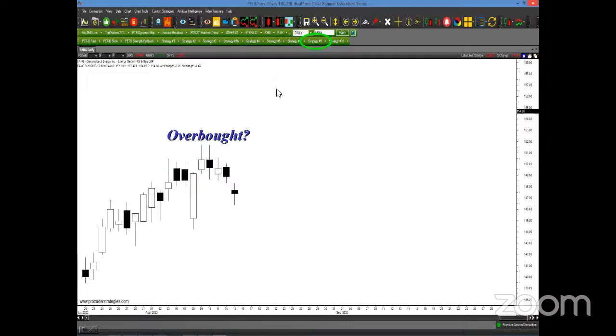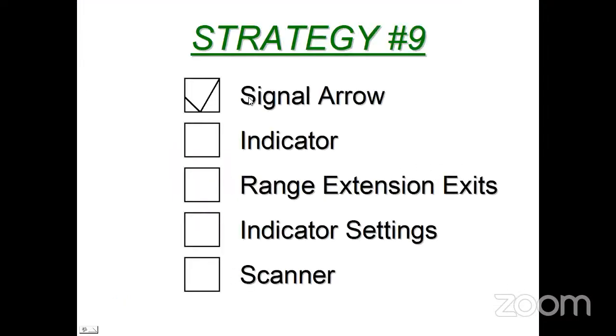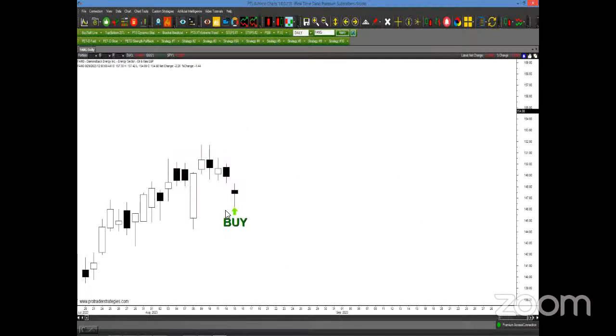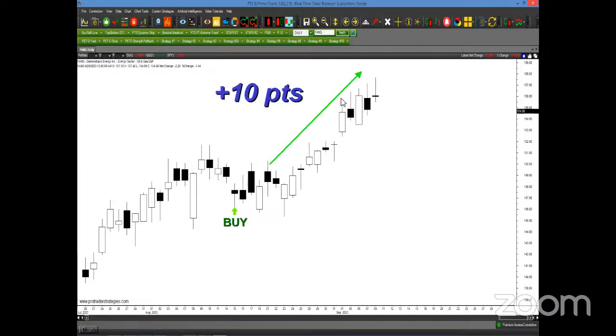But if I click on strategy number 9, click on signal arrow, guess what? It's giving me a buy signal here, just off this small little sell-off. So this small little pullback is a shallow pullback. Remember we said either a large, moderate, or shallow pullback, or a small sell-off. So it's generating a buy signal right here. This was in mid-August, just about a month or so ago. And you could have made a quick 10 points, all right?